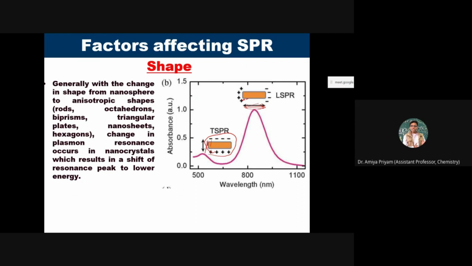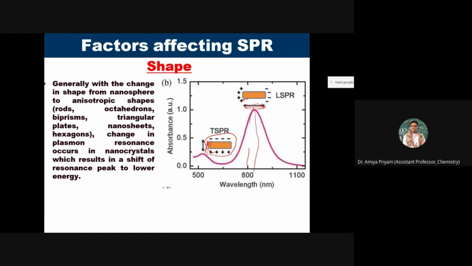So it is the longitudinal SPR which is tunable. The cross-sectional area that you see in a rod will have a fixed value, around 500-something nanometers in gold, but the longitudinal SPR can be tuned. So you can see here it is more than 800 nanometers, or so, 820 nanometers or something like that.